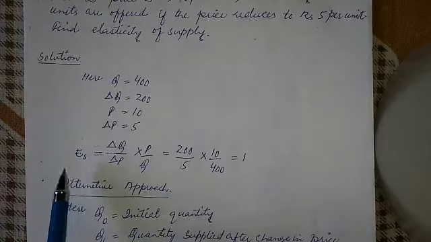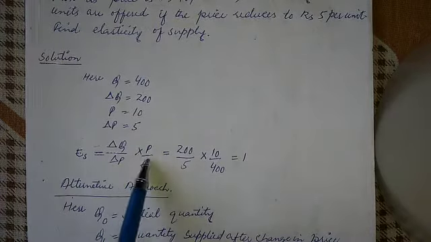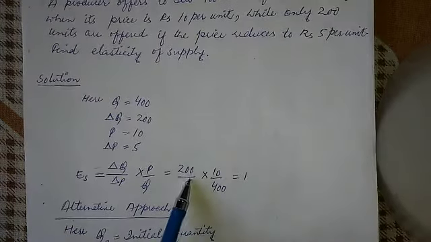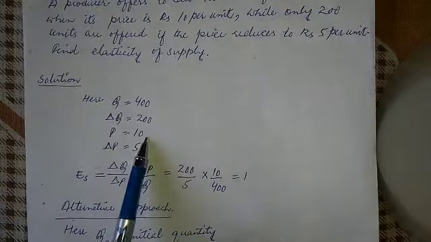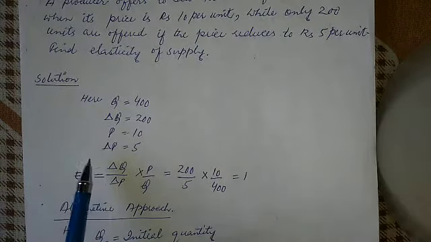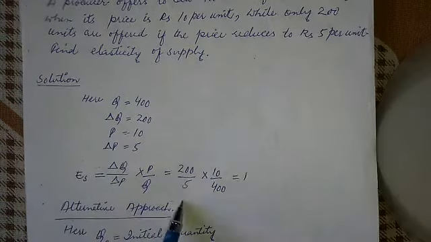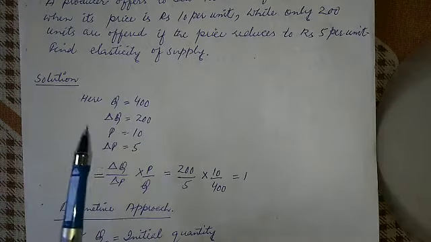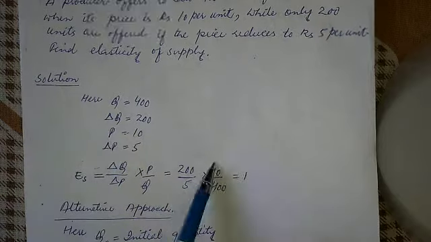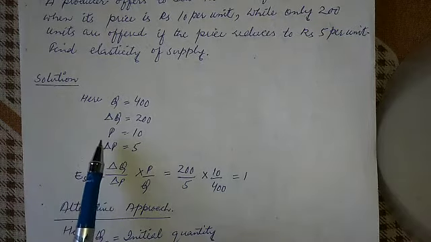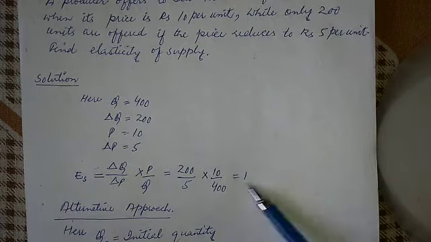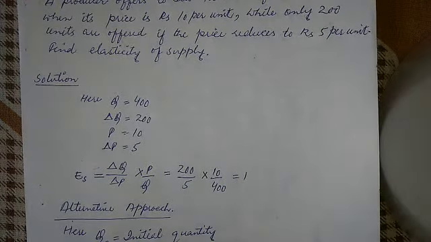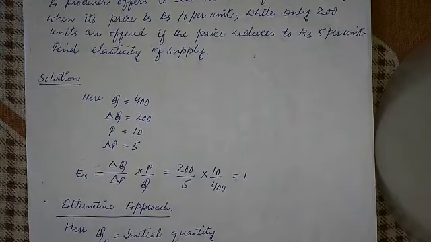Now you see, elasticity of supply is change in Q by change in P into P by Q. Change in Q is 200 here, by change in P is 5, into P by Q. P is equal to 10 and Q is here 400, and when you solve it, that will be equal to 1. There is another approach.